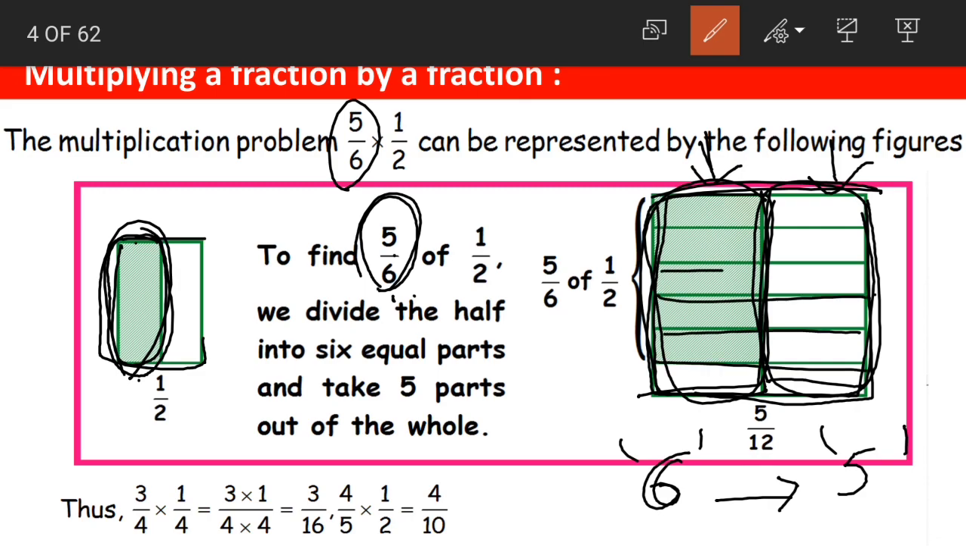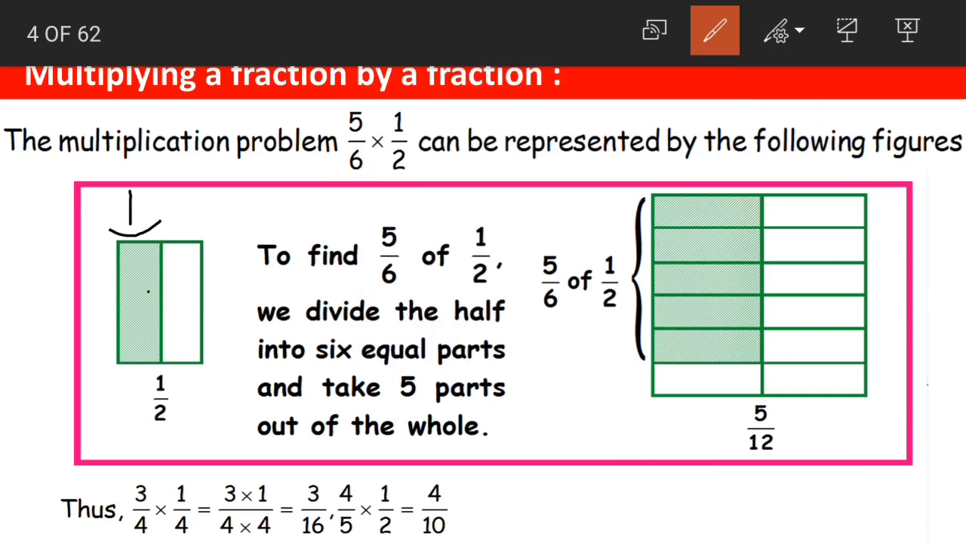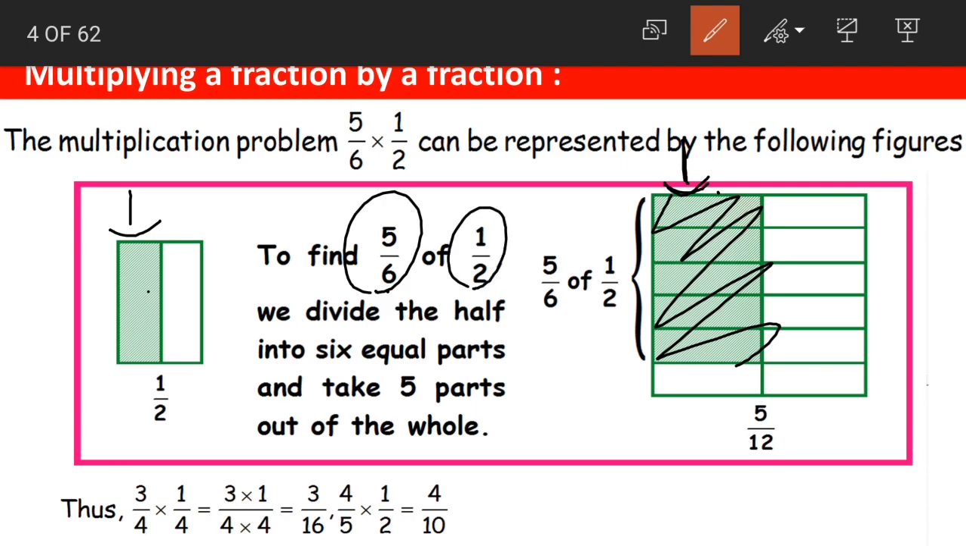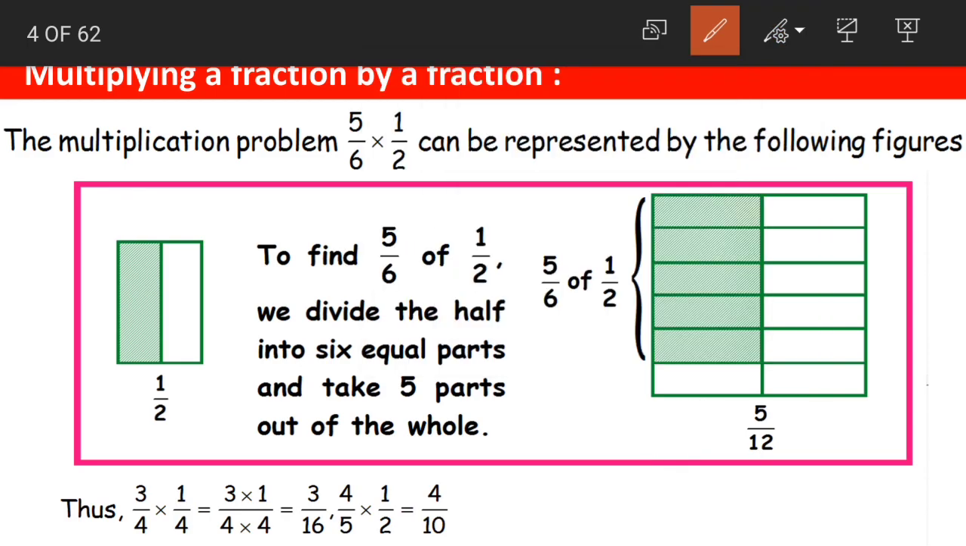1, 2, 3, 4, 5 and 6. How many parts? 6 equal parts. And in the shaded half part, that means here we are shading 5 parts. Why? Because we are multiplying this 1 by 2 with our 5 by 6. So we are shading 5 parts out of the 6 parts. Now count the number of boxes here. 1, 2, 3, 4, 5, 6, 7, 8, 9, 10, 11, 12. So the denominator becomes 12.